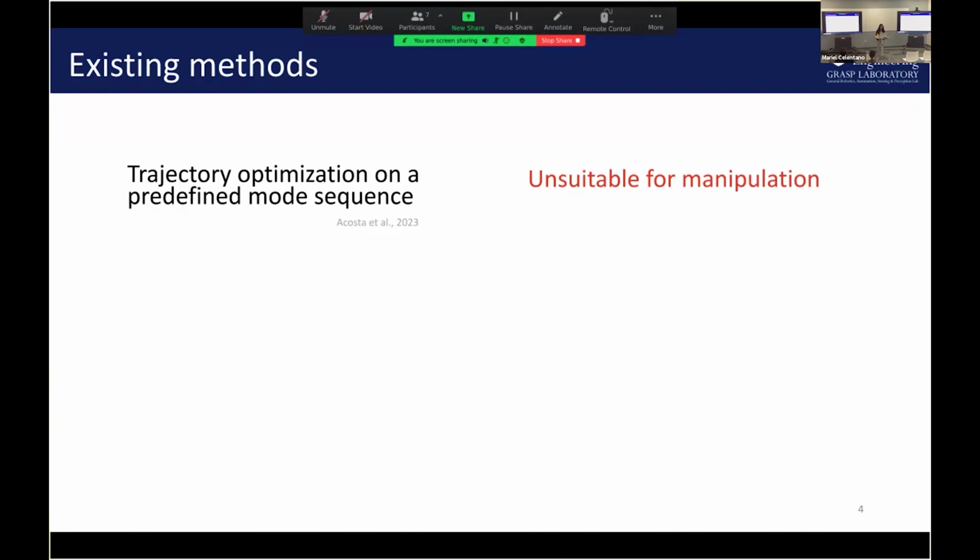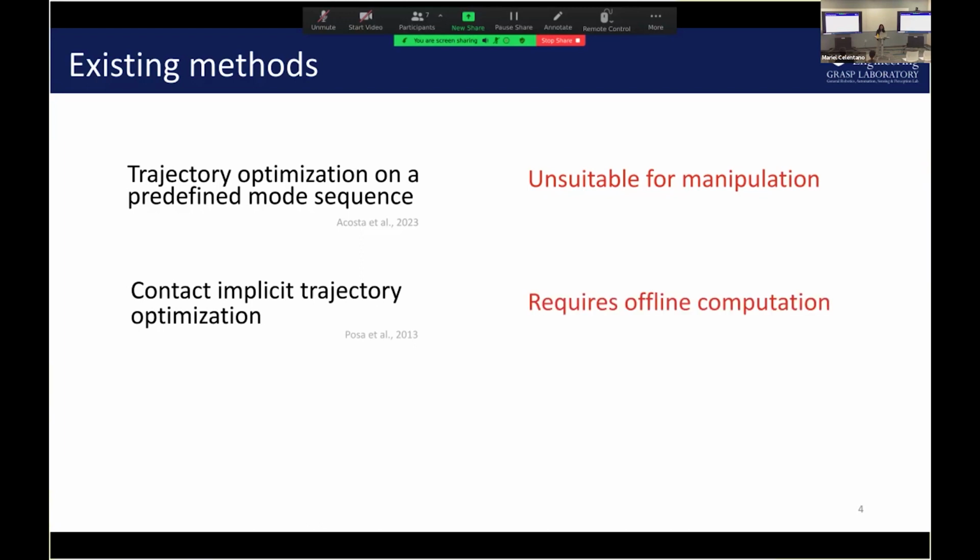Another existing method is where we do this in a contact implicit manner, where we do contact implicit trajectory optimization. Essentially, what this does is it bakes in the nonlinear dynamics associated with contact itself as part of the optimization constraints. But this kind of way of trying to solve it actually requires offline computation because of how complex the nonlinear structure of the dynamics is.